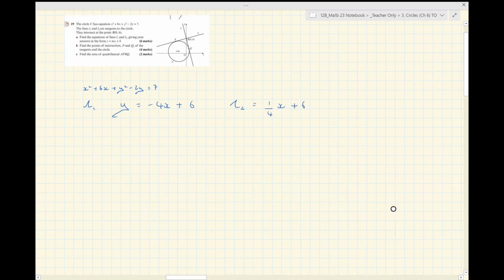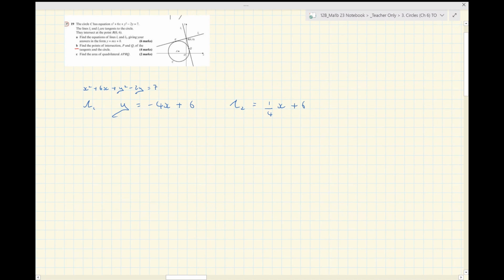Okay, part B. Let's just remember where we were. I've got a circle here, and I've got two lines, L1 and L2, which are both tangential to the circle, and I've just worked out the equation of L1 and the equation of L2. Now in part B, I'm asked to find the points of intersection, P and Q.